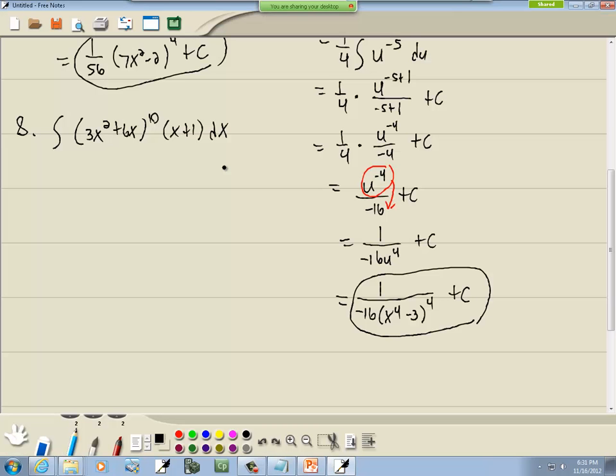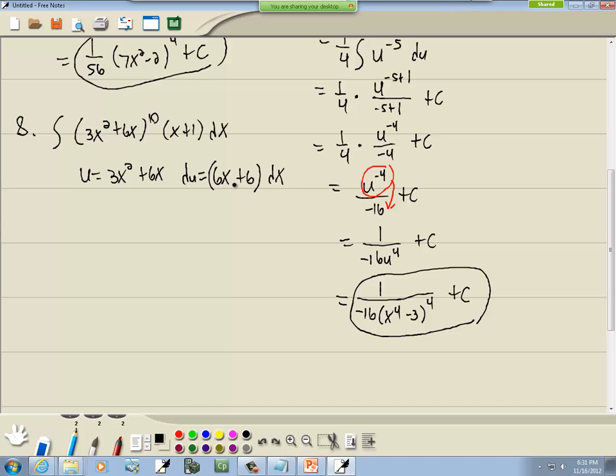Okay. Try and figure out what our u substitution should be. If we got parentheses to a power, we let u equal what's inside the parentheses. So I got u is equal to 3x squared plus 6x. Du is equal to 6x plus 6, and then we have to throw on our dx. Well, that doesn't quite match what we have here. See how we have an x plus 1?